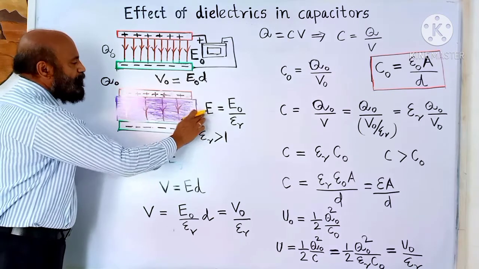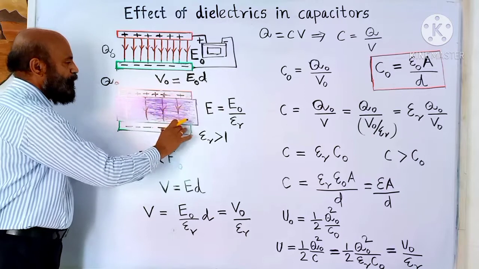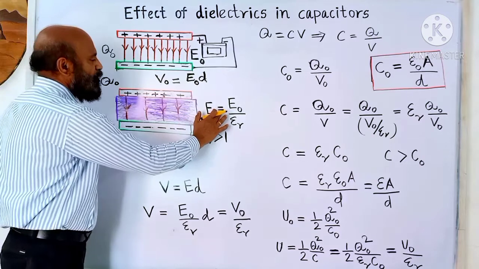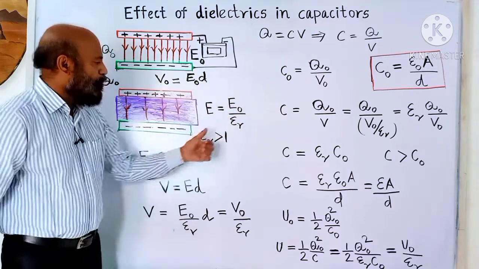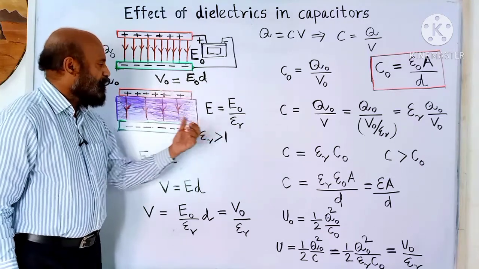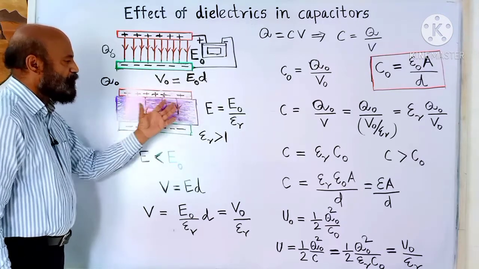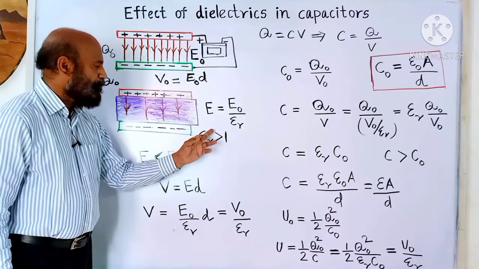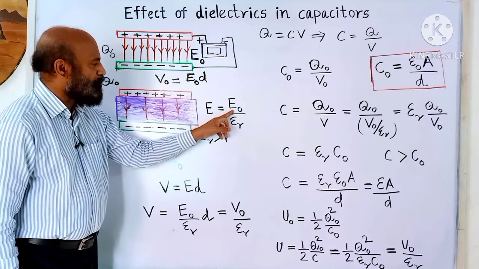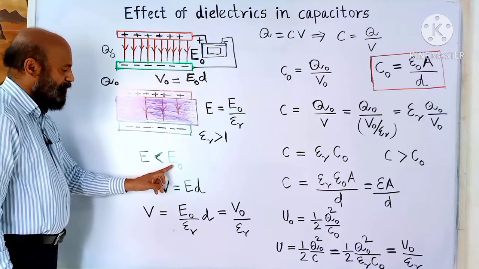Now the electric field will be reduced. Experimentally, it is observed that the electric field is reduced. The electric field after introducing the dielectric is given by E is equal to E0 divided by epsilon R, where epsilon R is the relative permittivity. Here some dielectric like mica or paper is introduced, so the relative permittivity is greater than 1. That means the electric field will be reduced. You are dividing by a number which is greater than 1, so E will be lesser than E0.